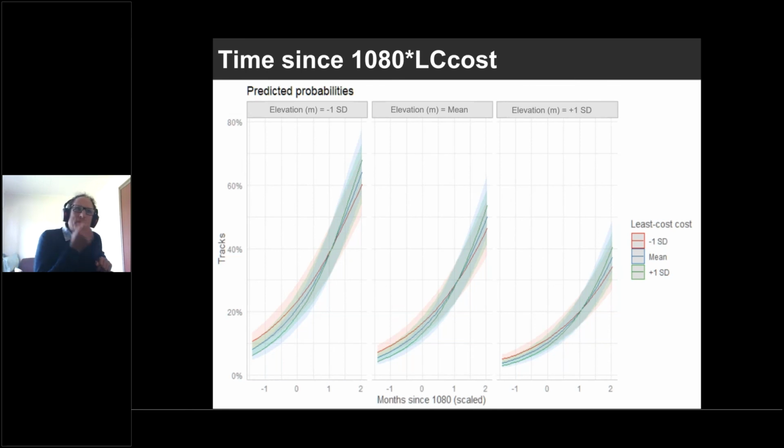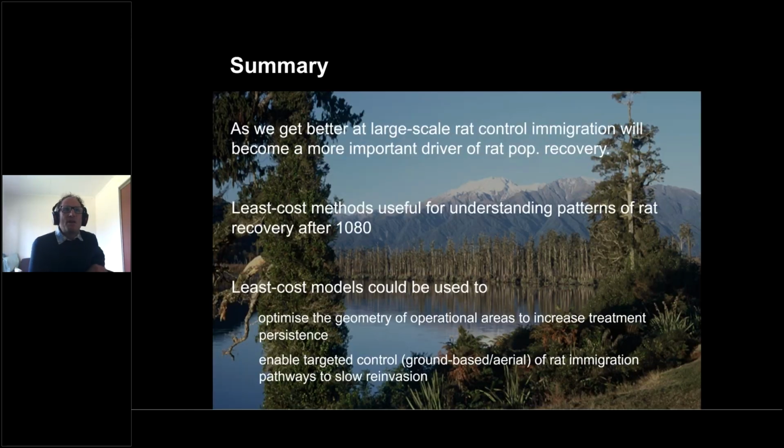So in summary, as we get better at large-scale rat control, immigration will become an increasingly important driver of rodent recovery. Least cost methods are useful for understanding patterns of rodent recovery, and we could use these models to optimize the geometry of our operational areas to increase treatment persistence. We may also be able to use these models to target rat control to immigration pathways and slow immigration.